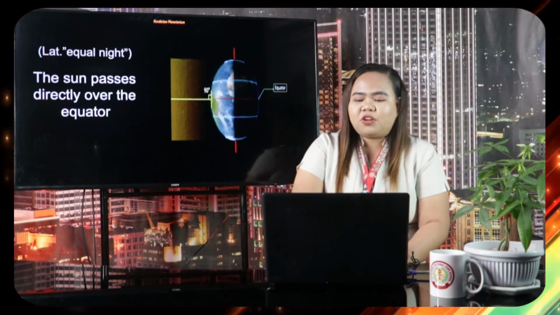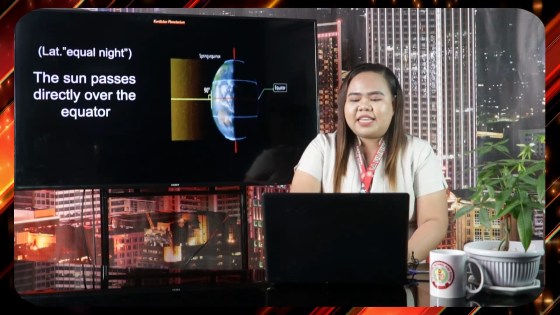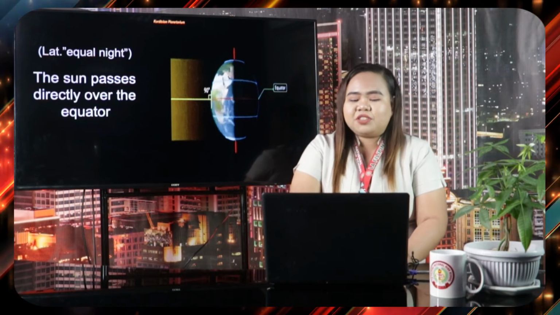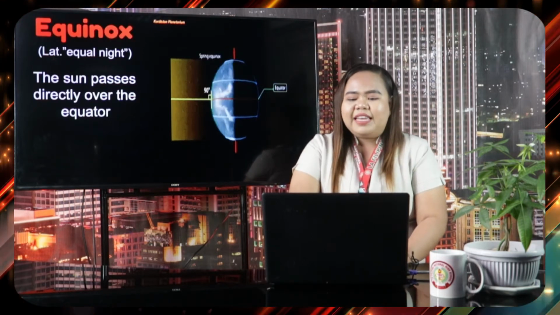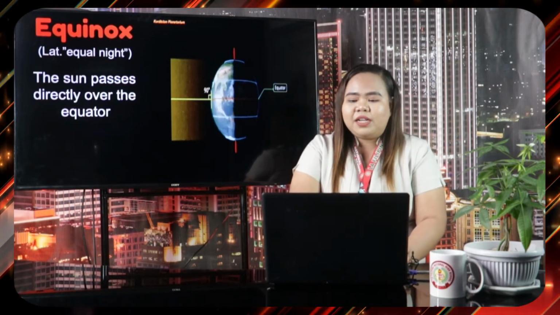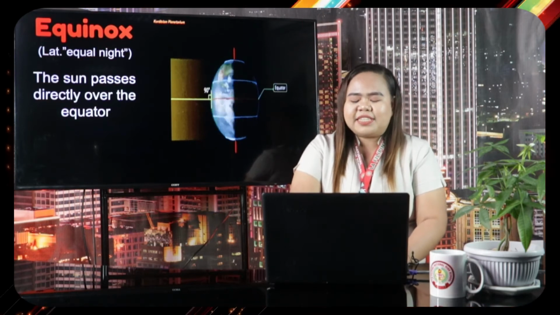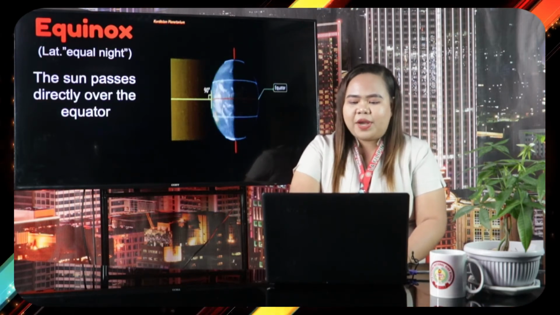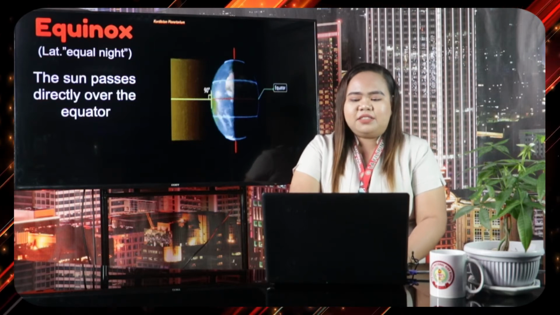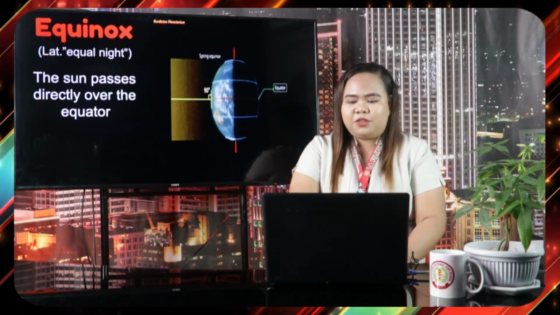Halfway between each solstice, daylight and nighttime are equal. This is called the equinox. Equinox literally means equal night. It happens when the sun passes directly over the equator. Sunlight strikes the earth most directly at the equator.